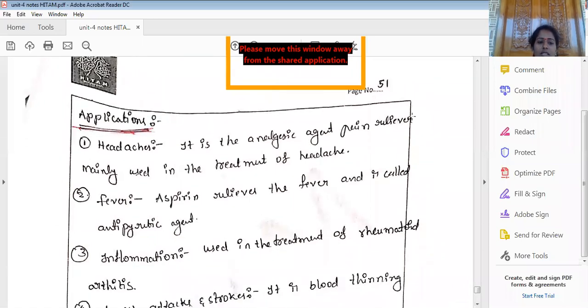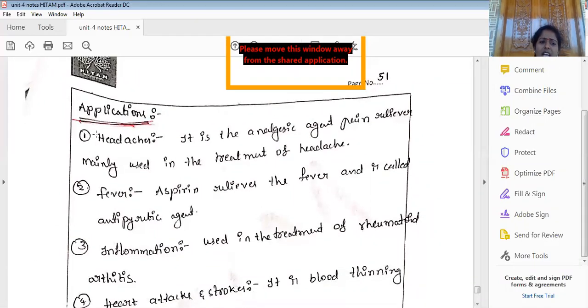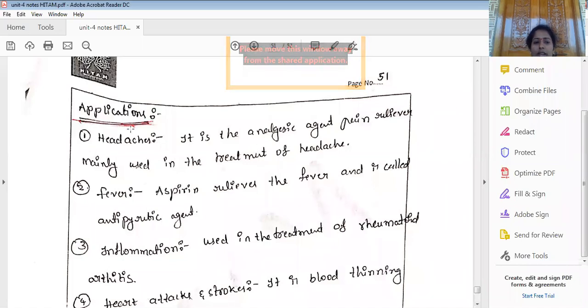Now let us see what the applications of aspirin are. Aspirin is an analgesic agent mainly used for the relief of headache. Any body pains when present are also removed by aspirin. The next is about fever conditions. Not only the analgesic property but also the antipyretic property. Balancing body temperature is called relieving fever. This property is also present in aspirin. Hence, it is an antipyretic agent also.